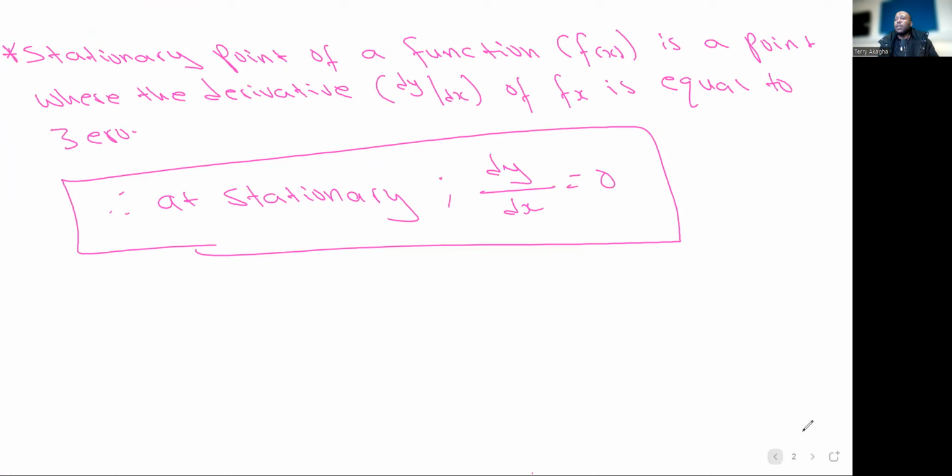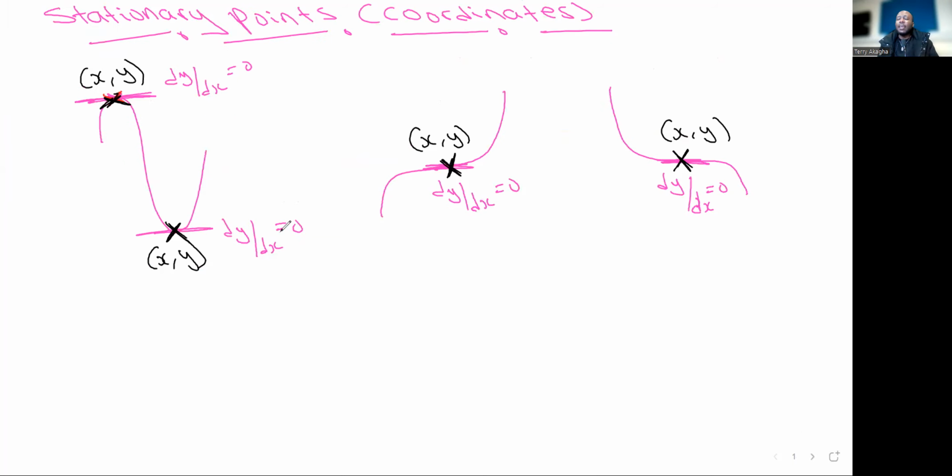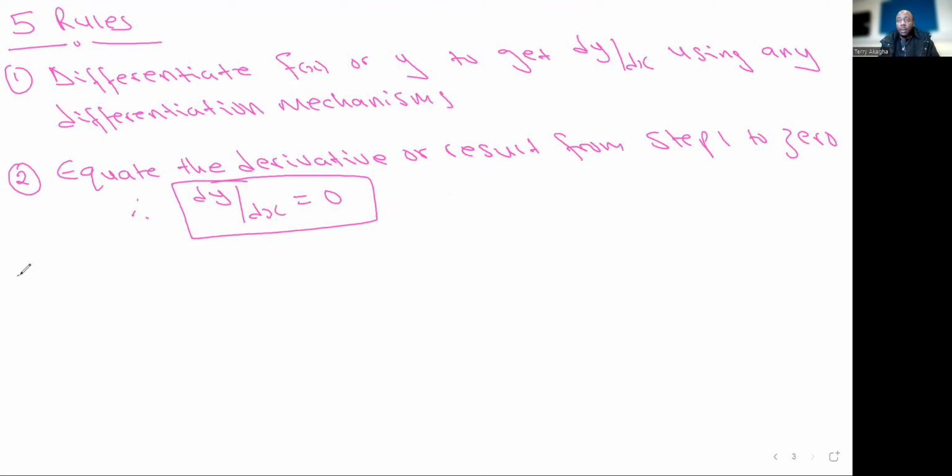Now the next thing is that, remember, we're not looking for dy over dx here. What we are looking for is the x and y at that stationary point. Because you've equated this to 0, you have an equation now. So you solve dy over dx equals 0 to get all the possible values for x. So step 3, you now solve step 2 and get the possible values for x.